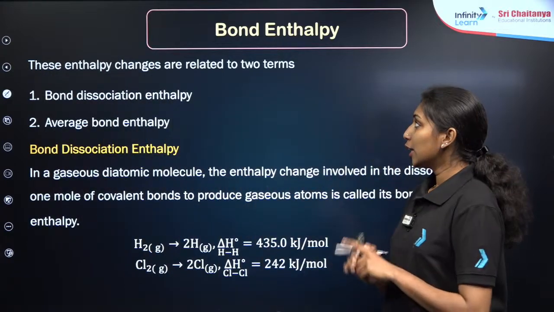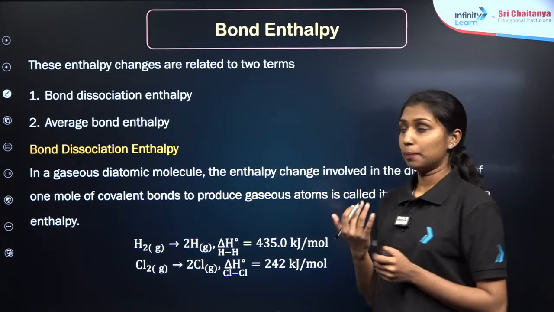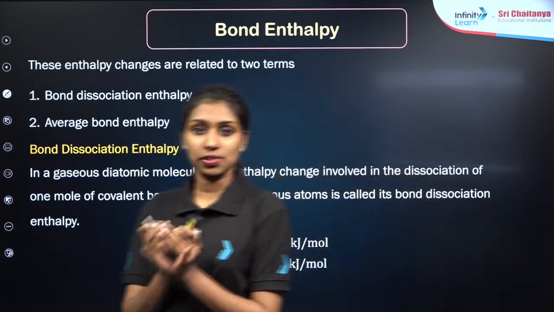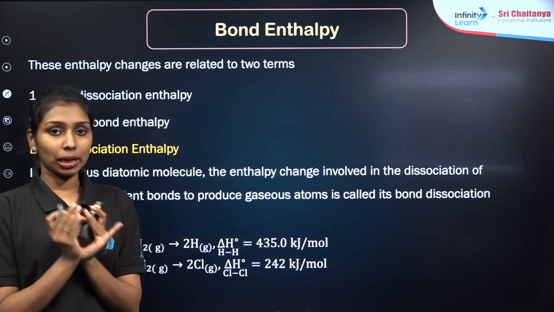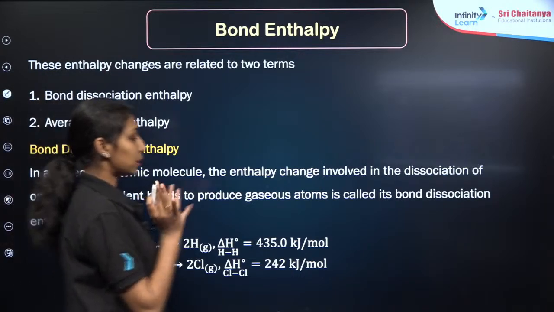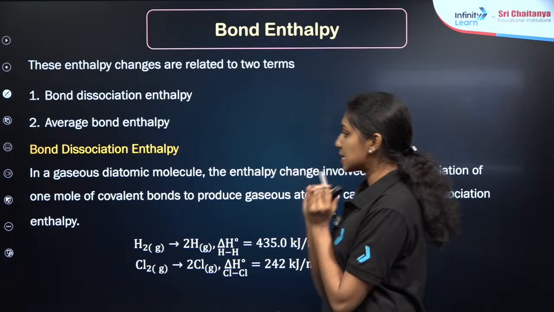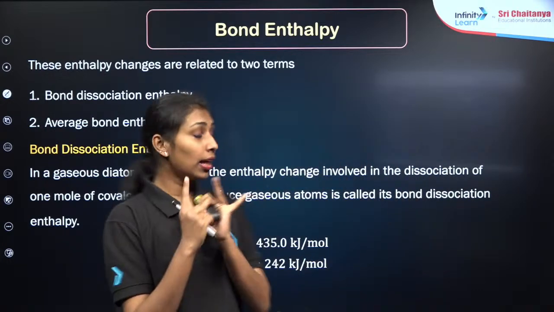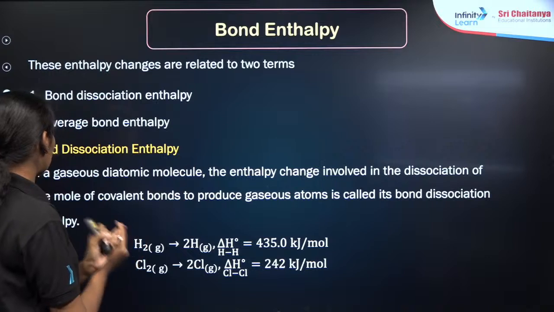Okay, fine. Now we will move to the next type of enthalpy, that is bond enthalpy. We have already discussed it in our third chapter, periodic classification of elements, and also in chemical bonding. What do you mean by bond enthalpy? Something related to bonds, right? So there are 2 types: one is bond dissociation enthalpy and another is average bond enthalpy.